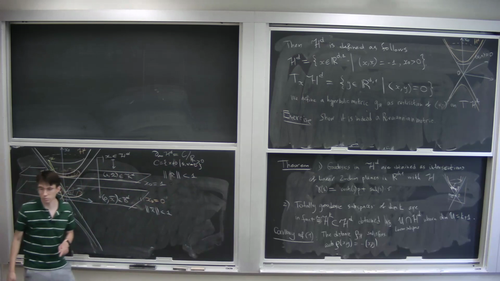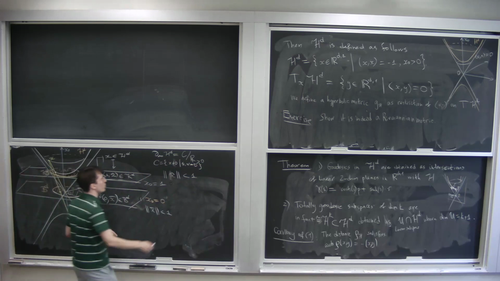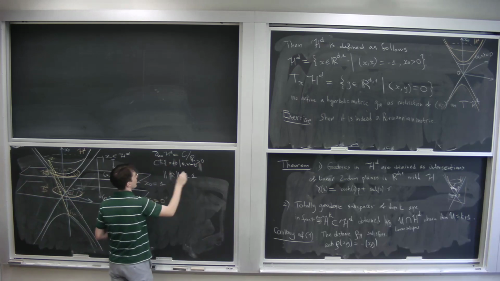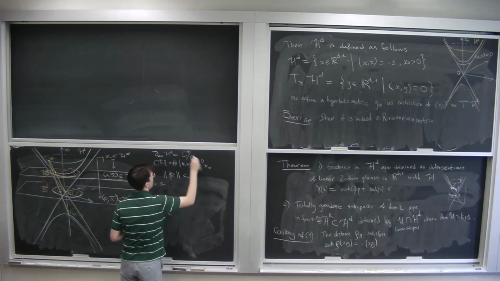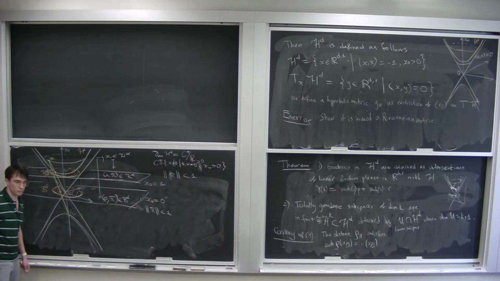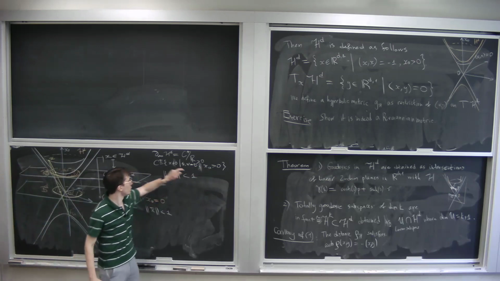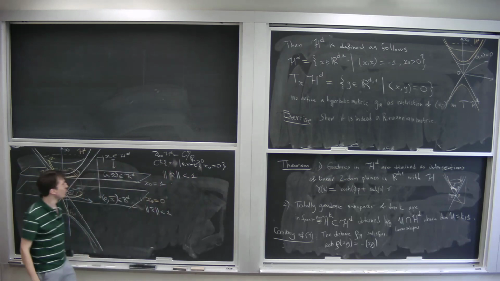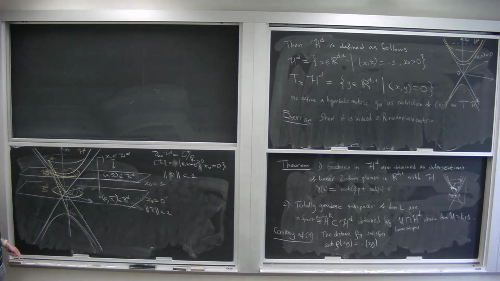Wait, is it true? Maybe I still should take the connected component. Yeah, I will write C plus, where x0 is still greater than 0, right? Probably I should do this. Well, actually, if x0 is not 0, then I do not need this. Correct? Okay.